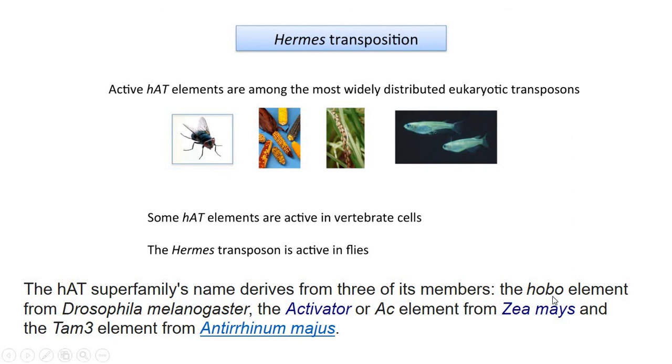So here, for example, the h comes from the hobo element from Drosophila melanogaster. The A comes from the activator or Ac element from maize, and the T comes from the Tam3 element from Antirrhinum majus. So this is a large family. These hAT elements are active in a number of different organisms, including vertebrates. The Hermes transposon is very active in flies, and it has been used as a major mechanism, other than piggyBac, to insert new genes.